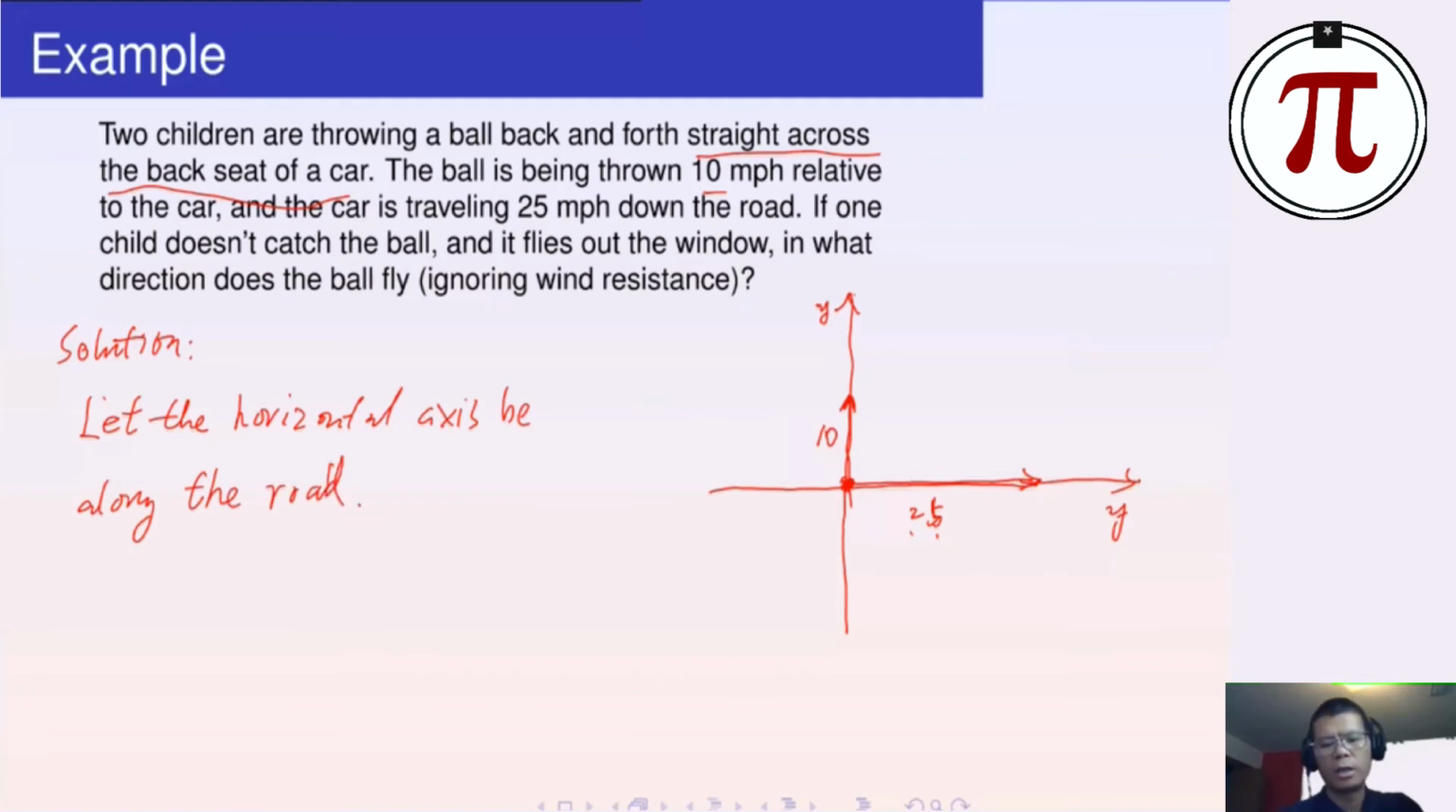Right? Along the road. The vertical axis is going to be right across the back seat, right? So then everything will be good, right? Then the horizontal speed can be represented as a vector.